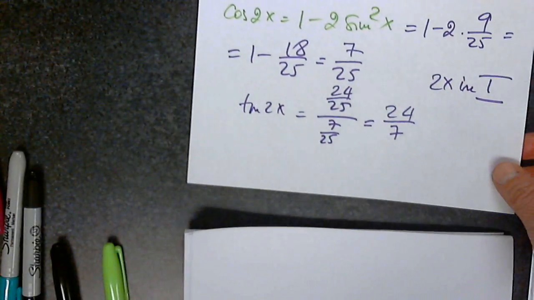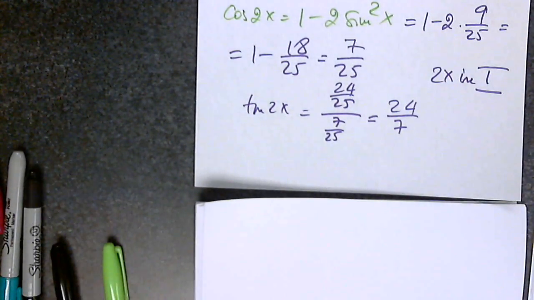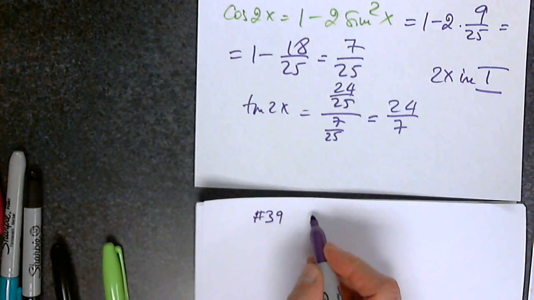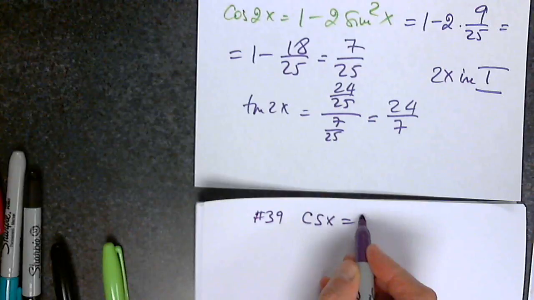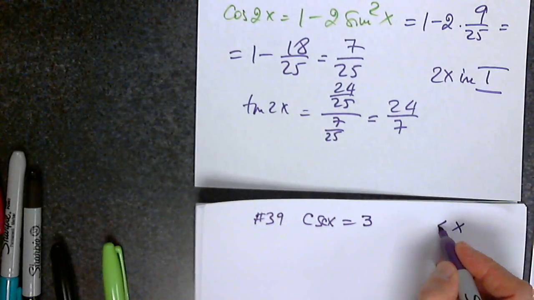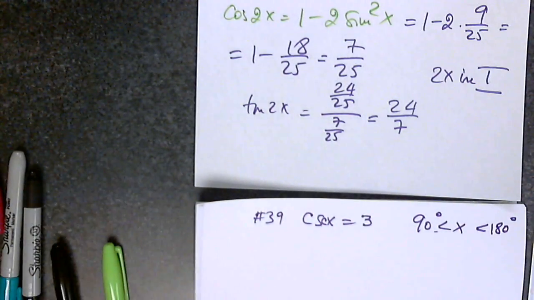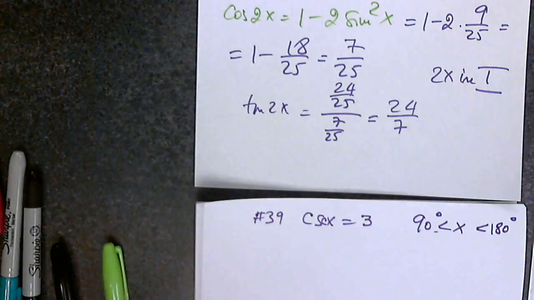So 39. Very good. So let's look at 39. In 39, we are given cosecant x equals 3. And we are told x is between 90 degrees and 180 degrees. Which quadrant is that? 2. Exactly.